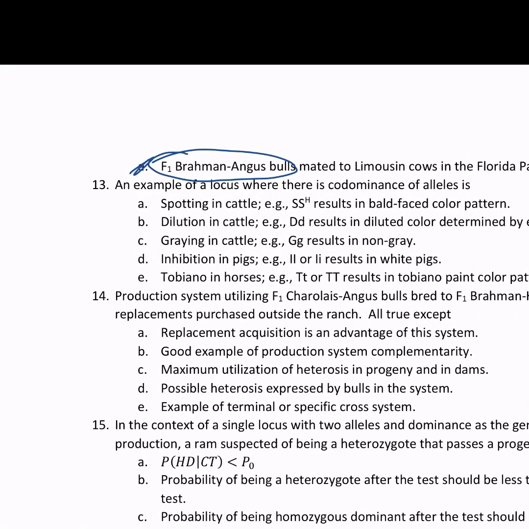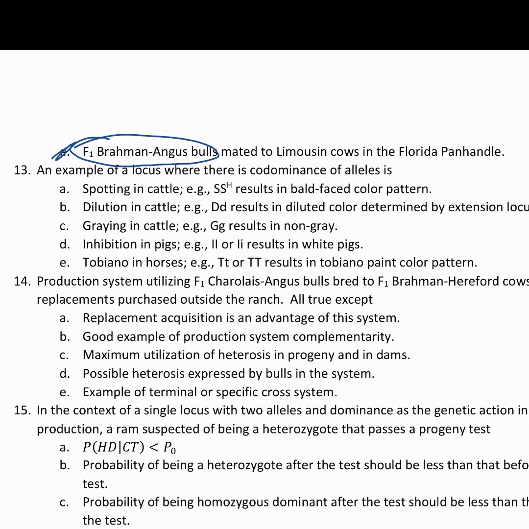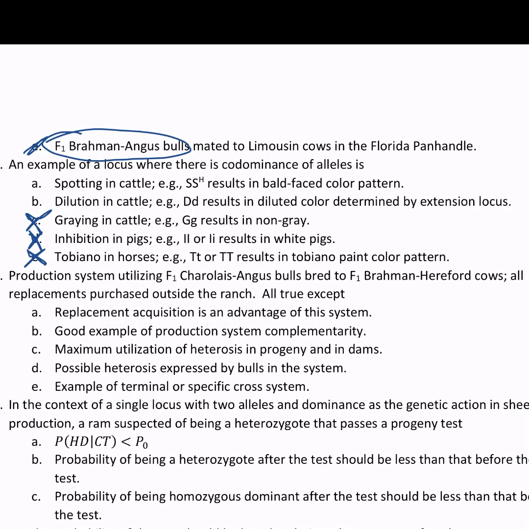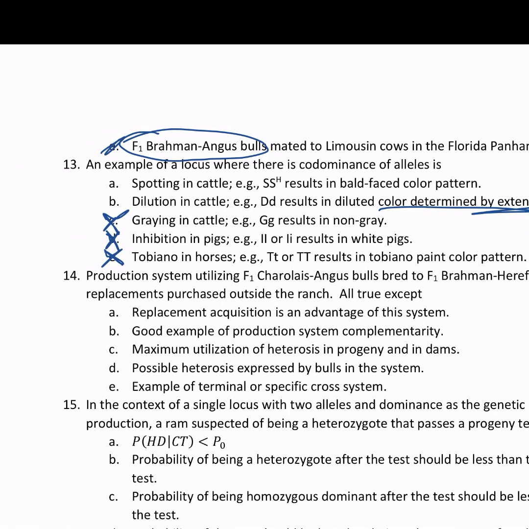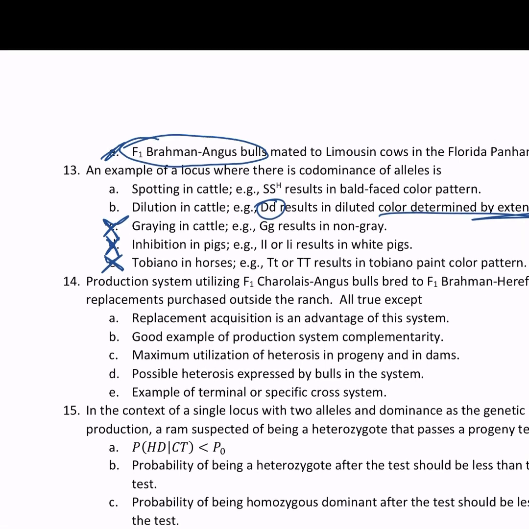Moving on to number 13, an example of a locus where there's codominance of alleles. Let's start with letter E. This is an example of dominance because the big T is dominant over the little t. Inhibition as well as gray are examples of a form of dominance. When we look at dilution in cattle, big D, little d results in diluted color determined by the extension locus. The color, yes, is determined by the extension locus, but big D, little d is not an example of codominance.